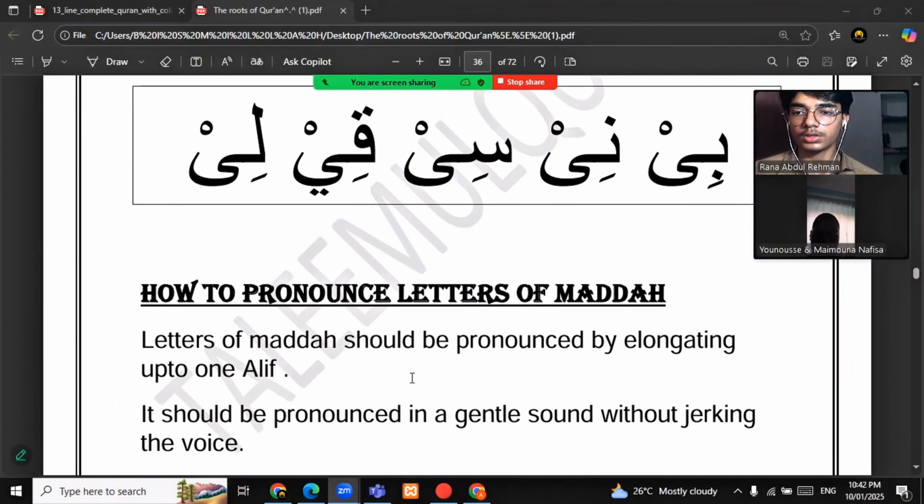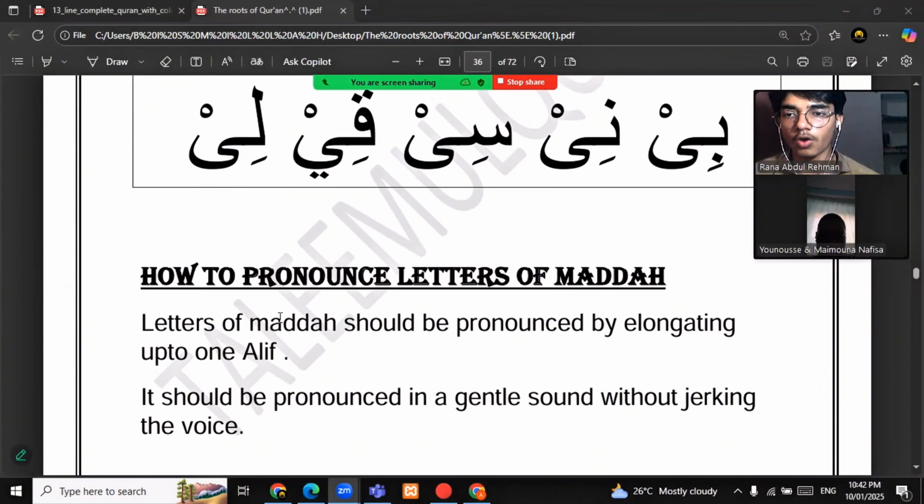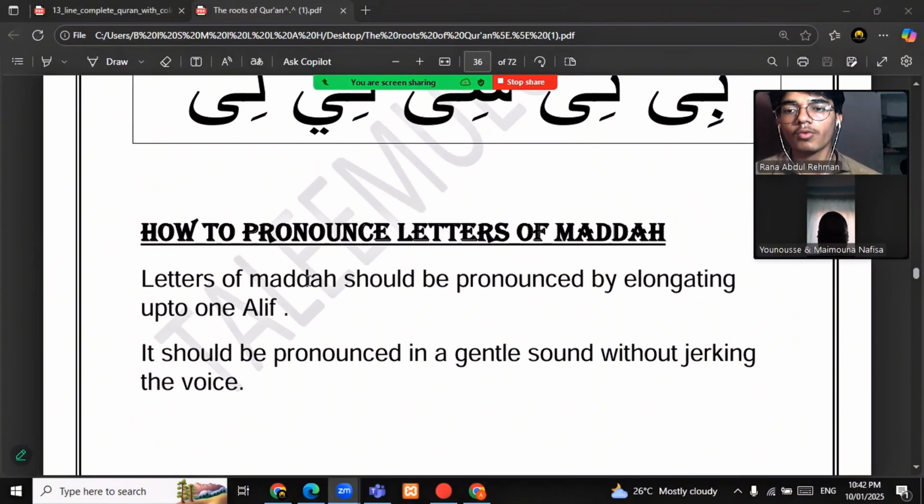There is a little bit more which I need to explain to you, like how to pronounce the letters of Madda. Letters of Madda should be pronounced by elongating up to one alif. In an easy way, we say we stretch equal to 2 seconds, like alif, alif. Ba alif fatha ba should be pronounced in a gentle sound without checking the voice. We don't read ba bu bi abruptly. We say ba bu bi with a gentle sound.